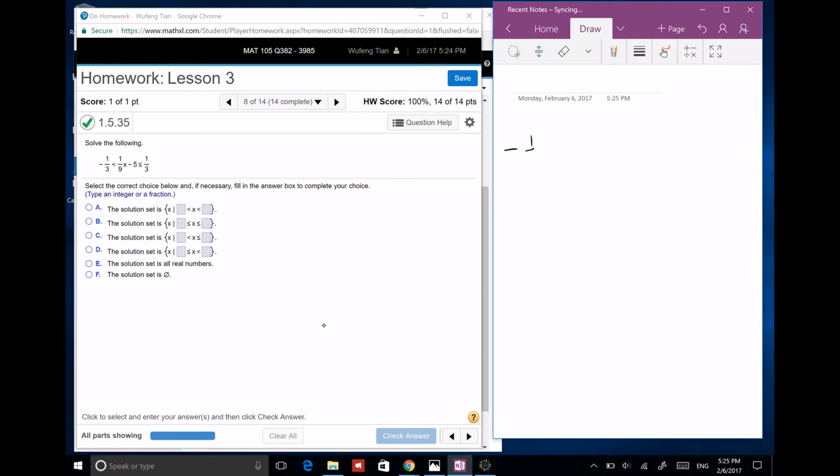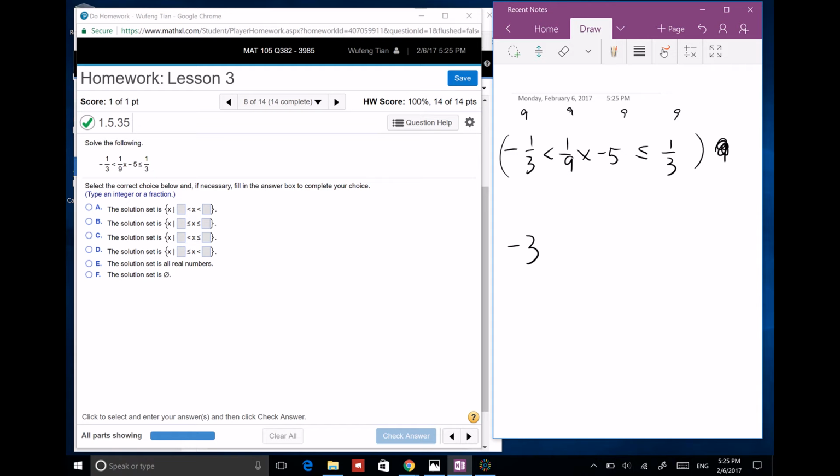Okay, so negative 1/3 is less than 1/9 x minus 5, which is less than or equal to 1/3. We multiply all of them by 9. So negative 1/3 times 9 is negative 3. Basically, you want to multiply this by 9, this by 9, this by 9, all of them by 9, so it's the same thing. You multiply by 9 on both sides.